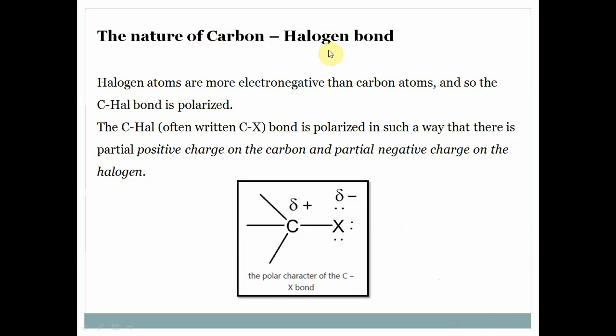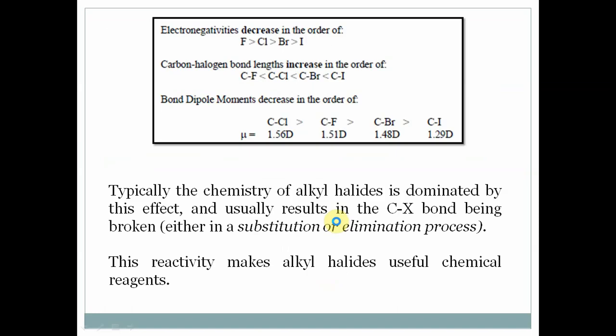The nature of the carbon-halogen bond. As we know, halogens are among the most electronegative elements in the periodic table. Due to their higher electronegativity than carbon, the carbon-halogen bond is polarized, and carbon has a partial positive charge and halogen has a partial negative charge. Due to the electronegativity difference, we can represent it this way.